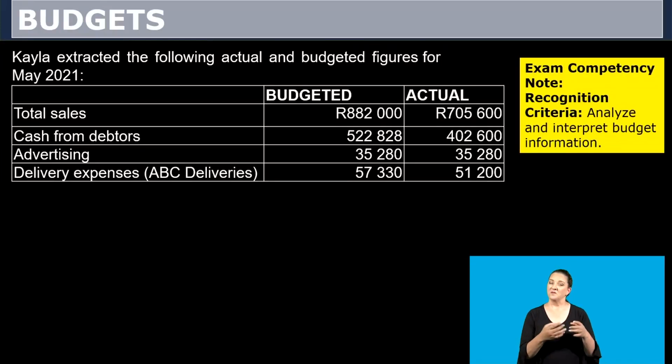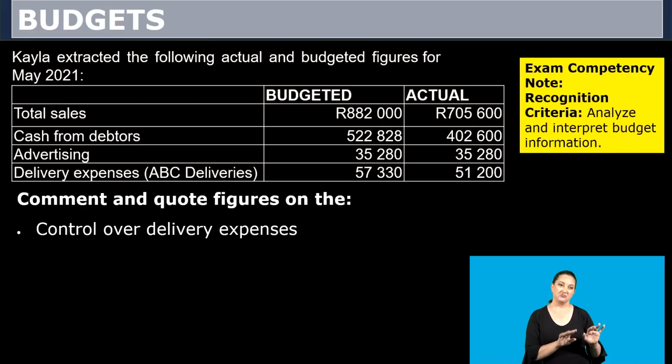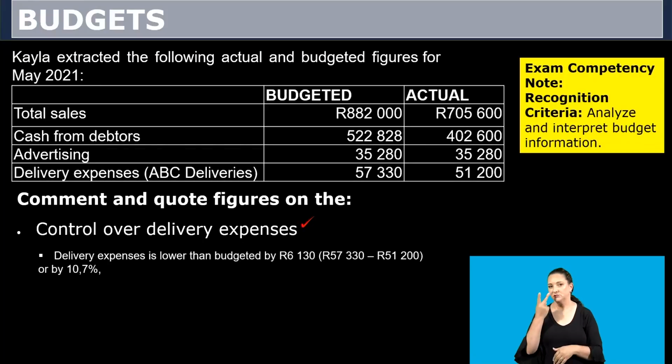Okay, so it's the same information. Now we come to the control over delivery expenses. We need to see: are we controlling our delivery expenses or are we not? You see that your delivery expense is lower than the budgeted. We had budgeted to spend 57,330, but the actual is 51,200.